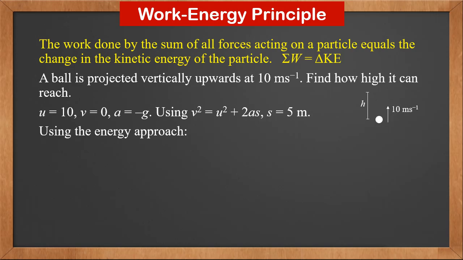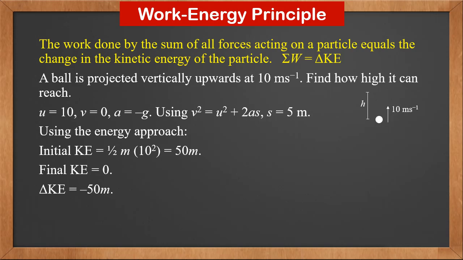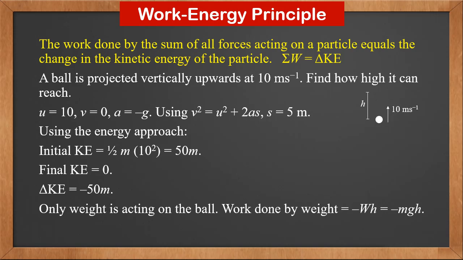We can also use the energy approach. Initial KE is half m 10 squared, which is 50 m. Final KE is 0. So change in KE, delta KE, is minus 50 m. Only weight is acting on the ball. Since weight and displacement are in opposite directions, work done by weight is minus Wh, which is minus mgh. Work done is delta KE. Therefore, minus 50 m is minus mgh. So, h is 50 over g, which is 5 meters.